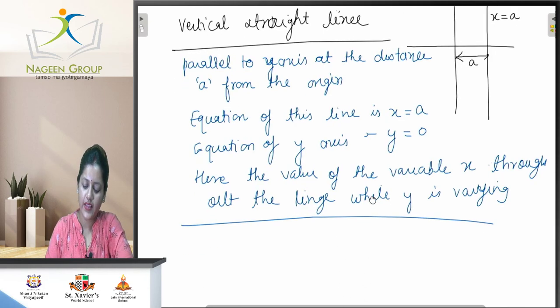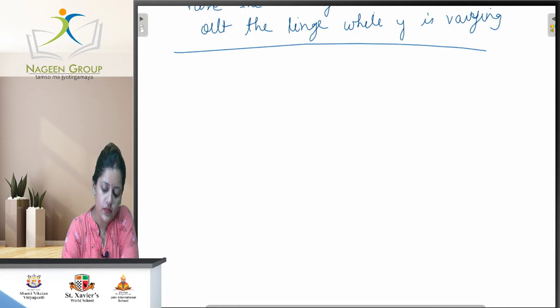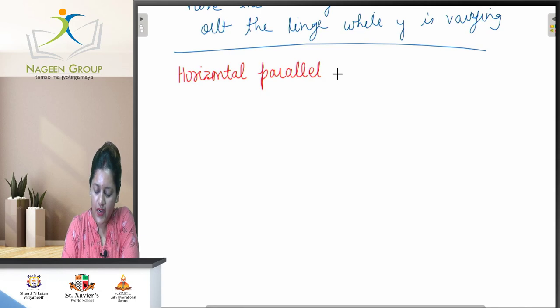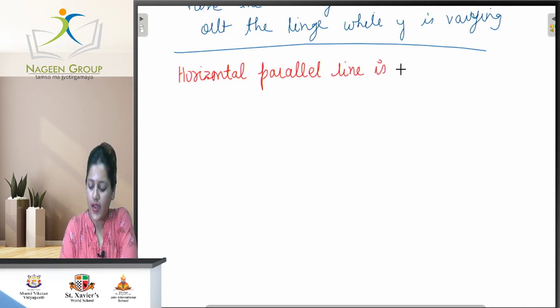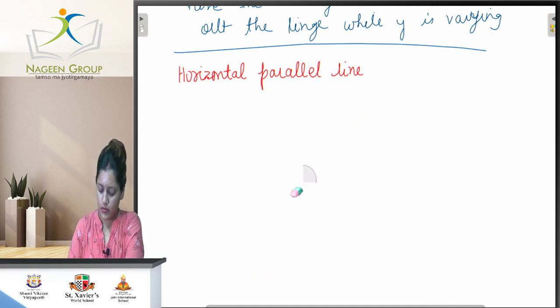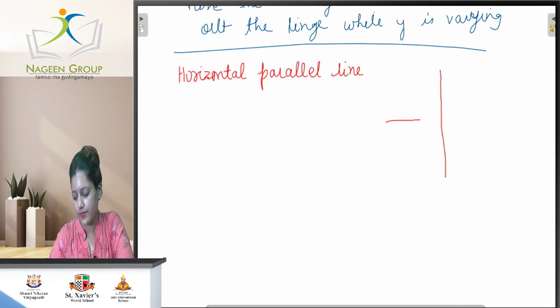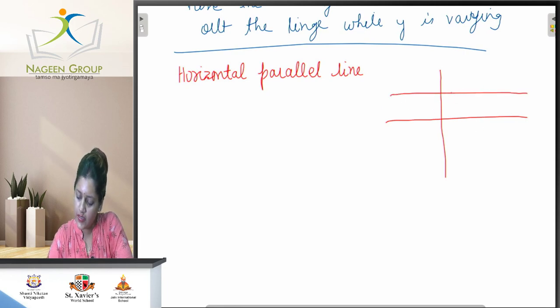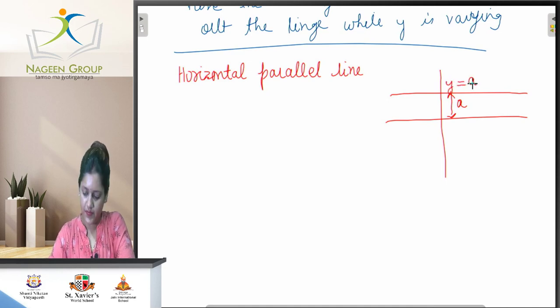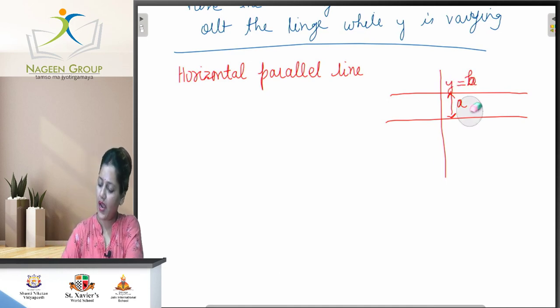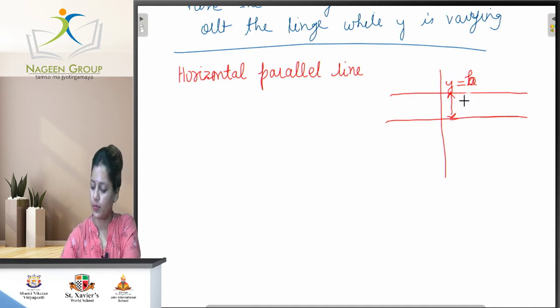In the same way, when the horizontal parallel line is given, the diagram is that horizontal means parallel to this. Here this is a and y is equal to a or b. Here you take it as b.